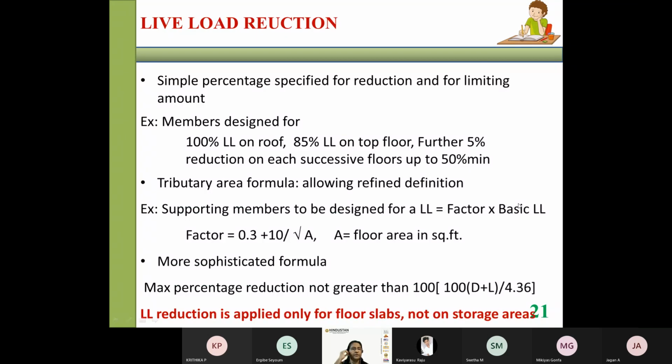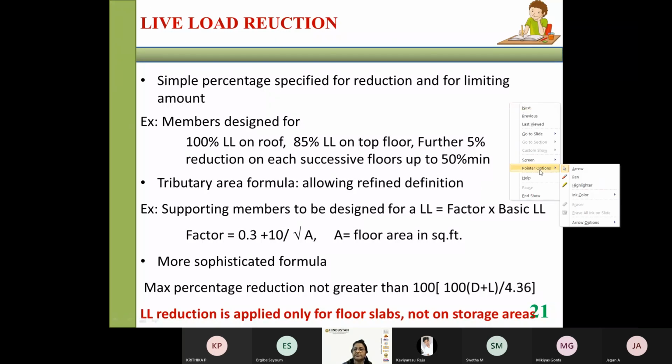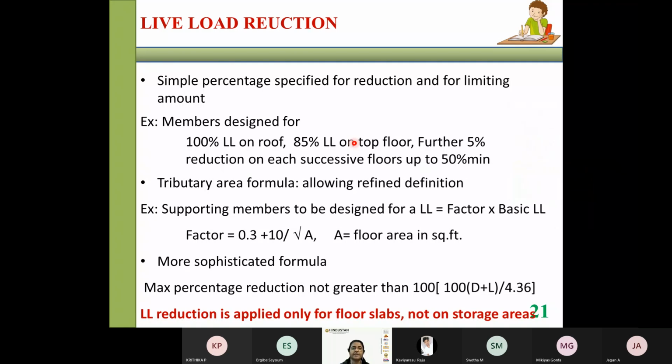Now, as I was explaining previously, a live load reduction is possible. You need not consider the full live load through the entire structure. A simple percentage is specified for reduction, with a limiting amount. That means, as I was explaining, for a 100 story or 50 story building, if I take from the 50th story to the ground floor, you don't have to take a complete 3 kilonewton per meter square for all the floors. Some reduction depending upon the purpose and the nature of the building can be done.